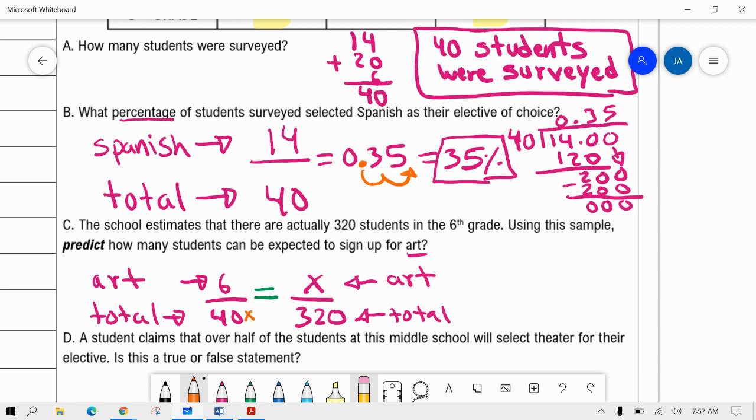I could tell you that 40 times 8 is 320. Okay, so I did some mental math here. 40 times 8 is 320. And whatever I multiply at the bottom, I have to multiply at the top. So 6 times 8 is equal to 48. So 48 students will sign up for art.